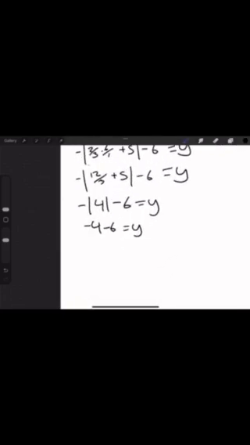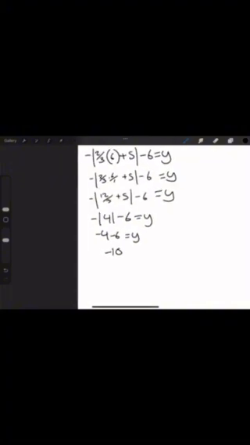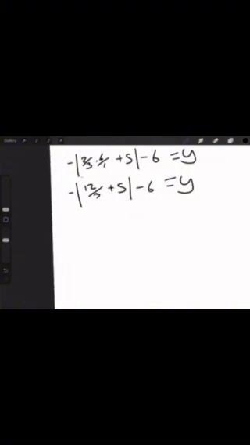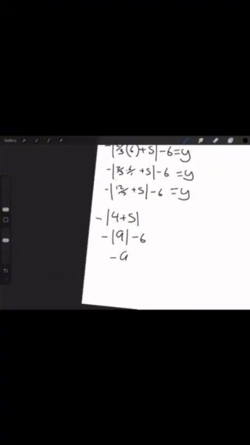Oh, I forgot to add 10. Let me add 5. Yep, I knew something went wrong. Okay, sorry. So 4 plus 5 is 9. So minus 6. So that's negative 9 minus 6 equals y. And that would be negative 9 minus 6, which is negative 15, equals y.